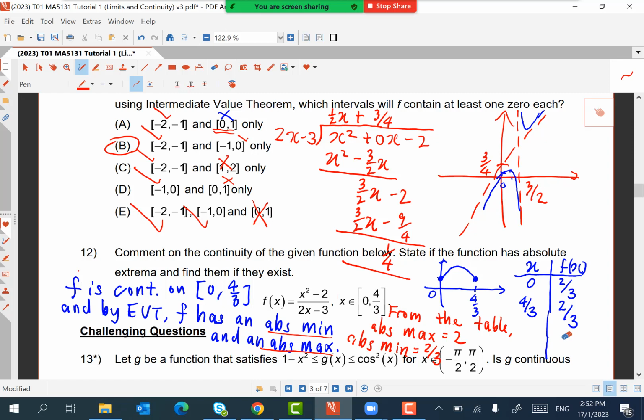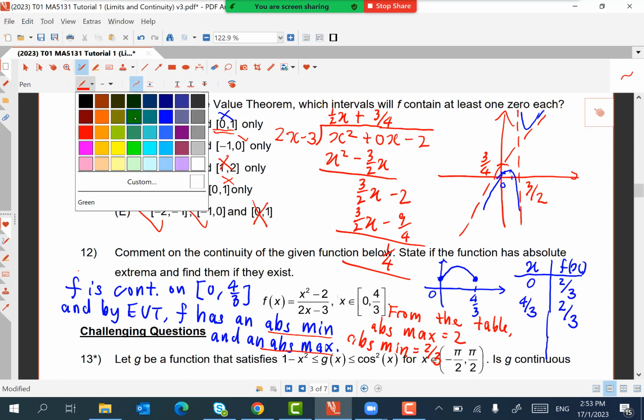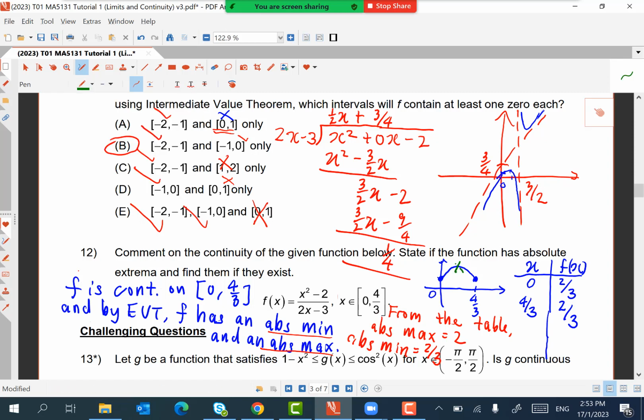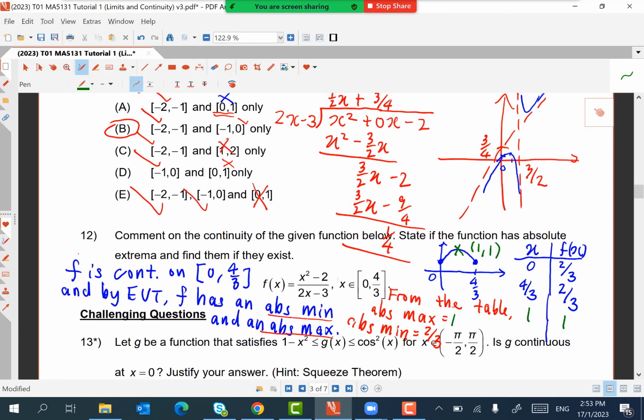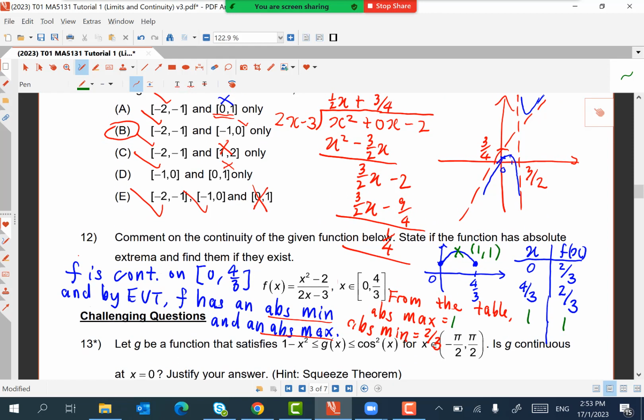I think I got (1, 1). Thank you for pointing out my foolishness. This point is actually (1, 1). So the absolute maximum is not 2 but 1. For those who have done it, do you also get (1, 1) for the maximum point? Yeah, it's (1, 1). So that's how we conclude that the absolute maximum is 1.